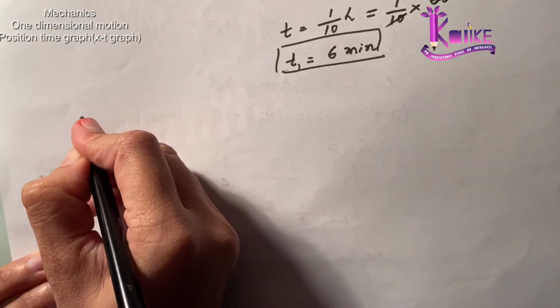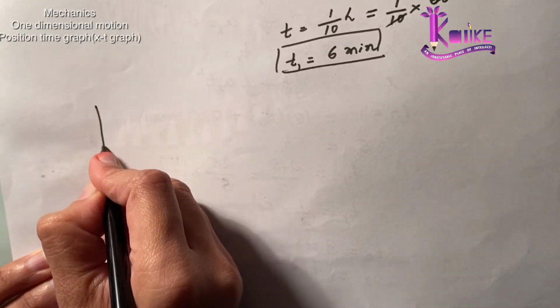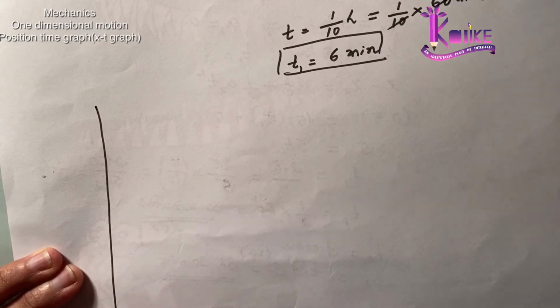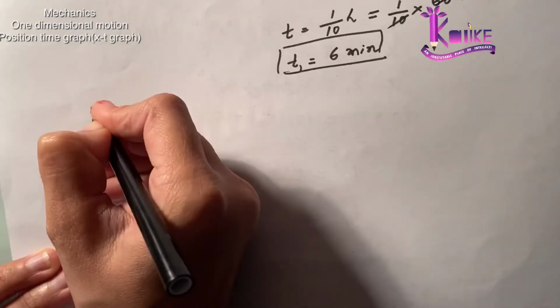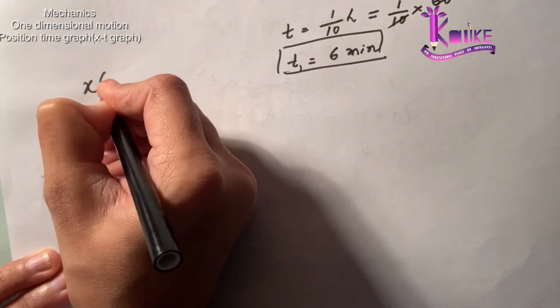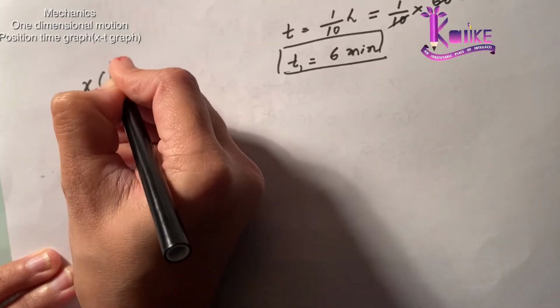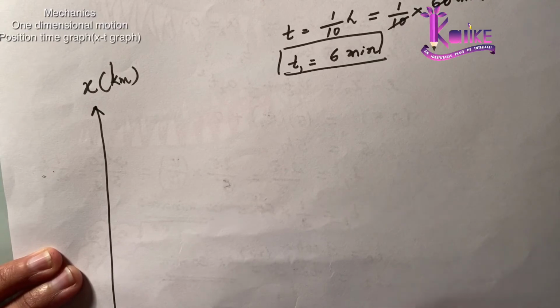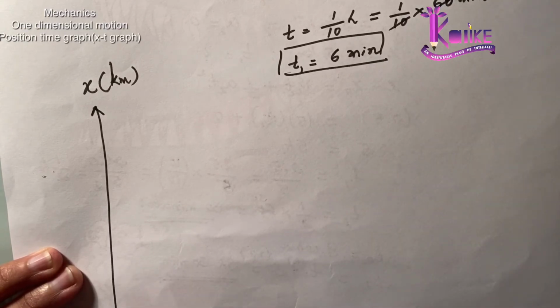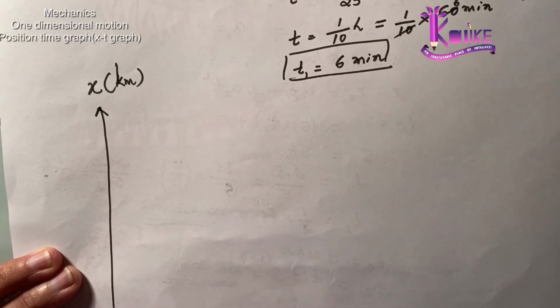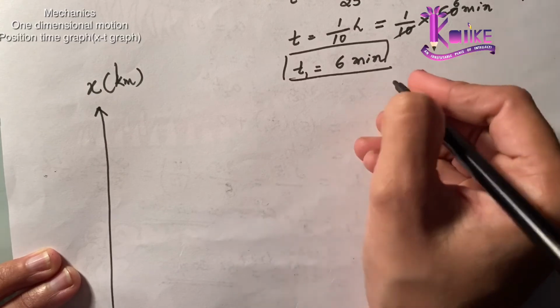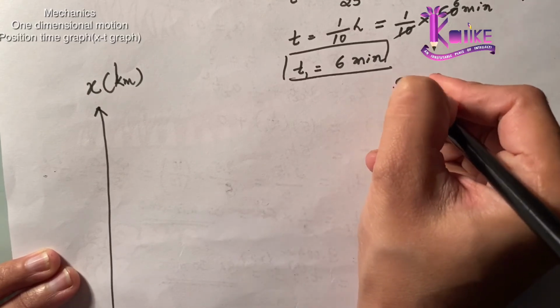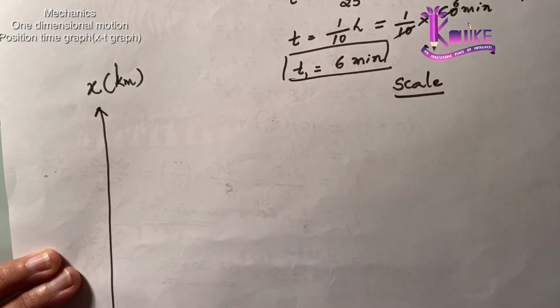So, I take the position, which is the x axis here, and this is the time axis. So, x is in kilometers and t is in hours. So, this becomes the origin. Now, before I plot the graph, let me choose a suitable scale.